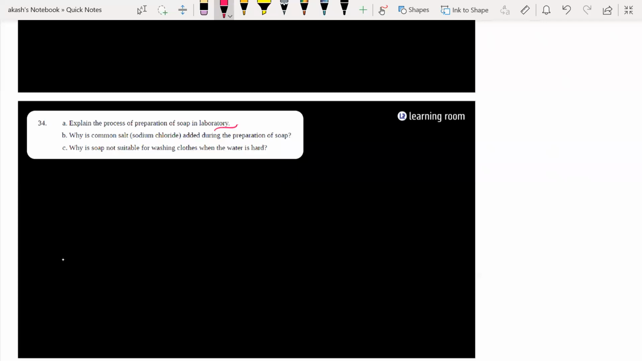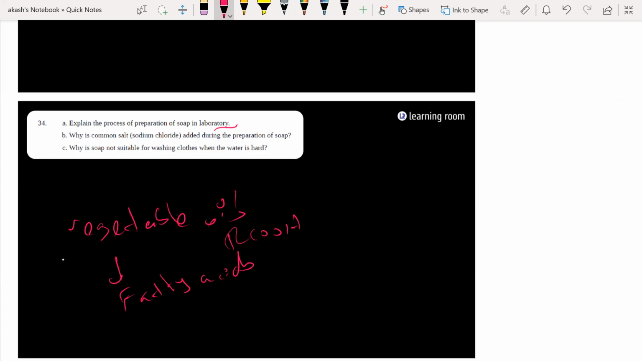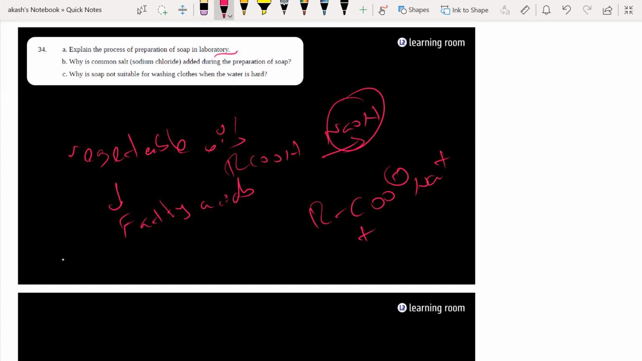Okay. Now that's very simple, right? So we have to go for your vegetable oils. Your vegetable oils are nothing but your fatty acids. They are going to contain this RCOOH, right? Now we will make it react with NaOH, okay? And we will form your RCOO minus Na plus, right? Now we will make them react with your alcohols to form your esters, right? And these esters are going to be your soaps. And that's very simple, right?